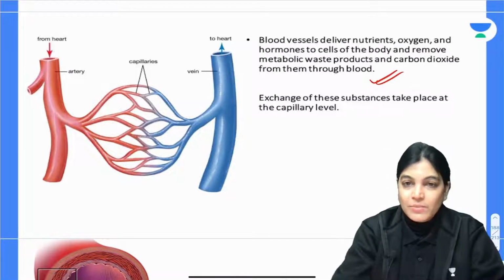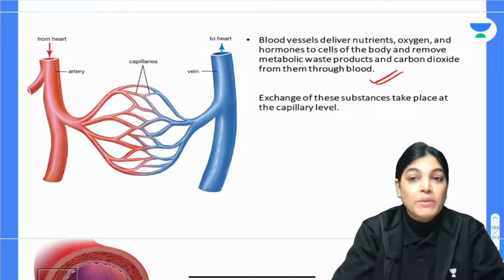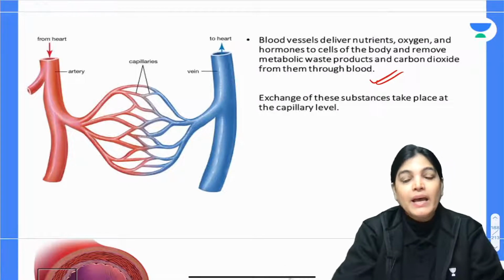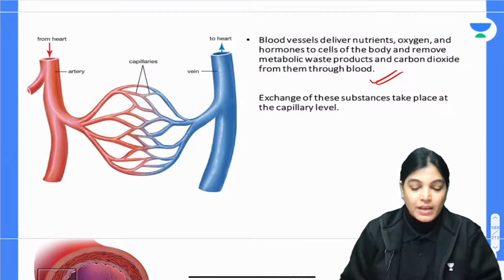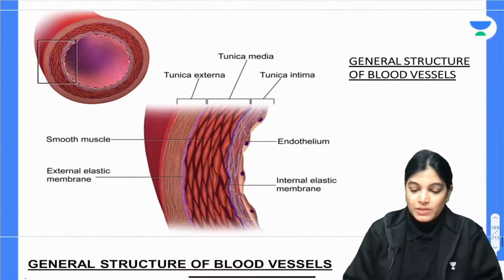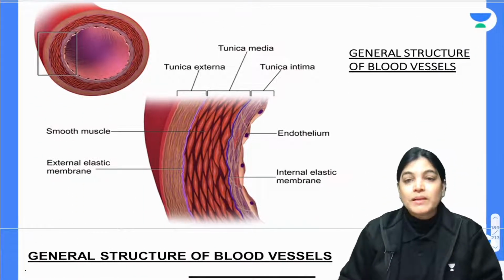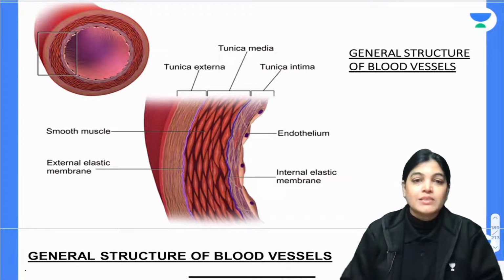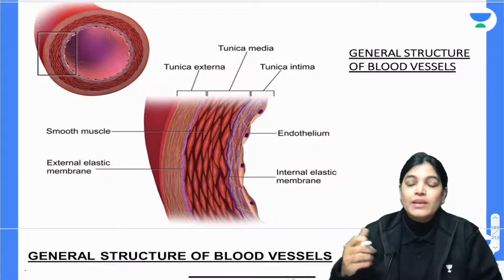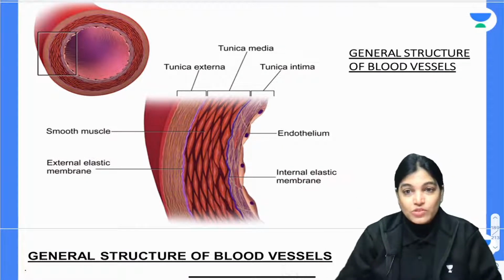So I'm not stressing much on this point because in general anatomy I have explained all these points in great detail to you. So it has already been done. Let's focus on the histological aspect. So if I talk about the histological aspect, that means the general structure of blood vessels. So firstly, I will go systematically with the general structure of blood vessels.